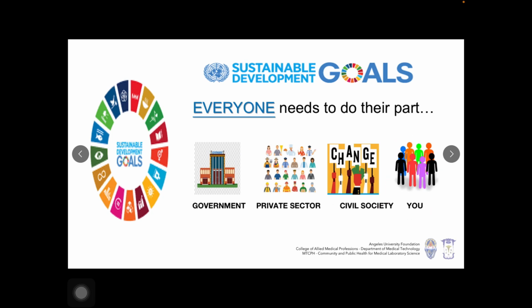you can also do your part in your own little way to help in achieving these goals. So as we discuss each SDG, I want you to think of 1 or 2 ways in which you as a student, as a daughter or son, as a future medical technologist, as a citizen of our country, can help in achieving each of the SDGs.